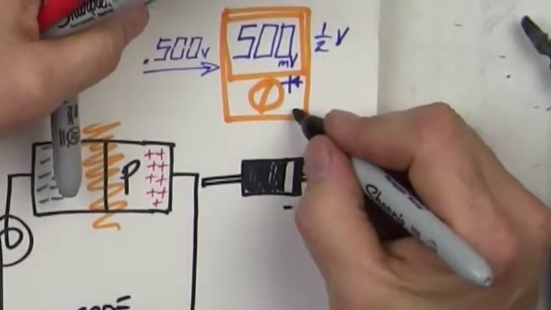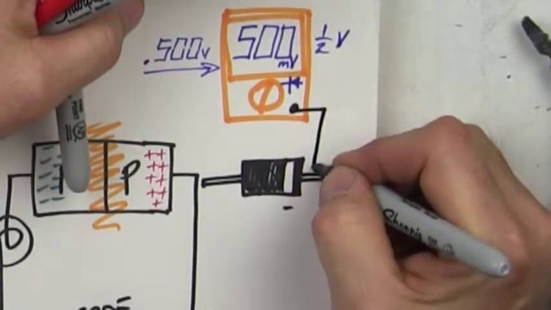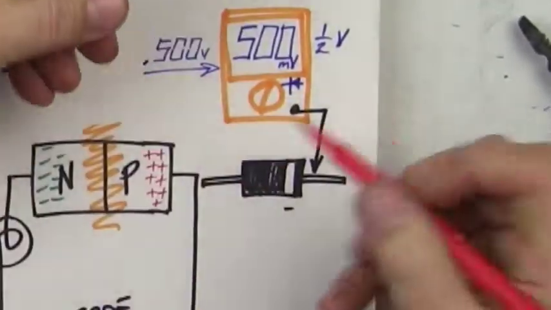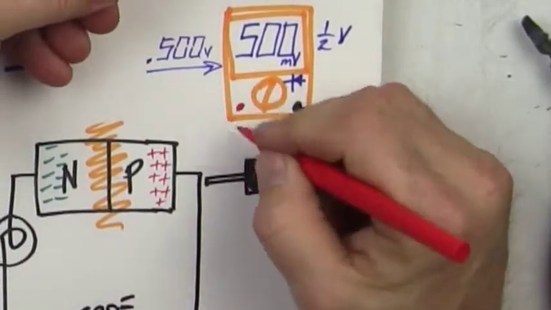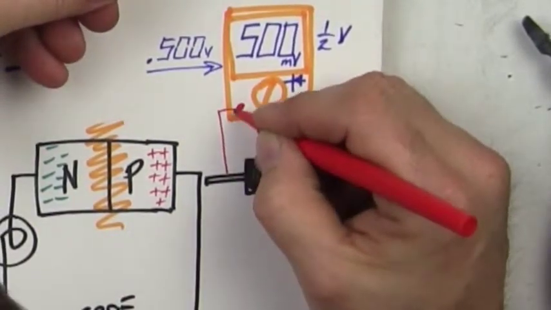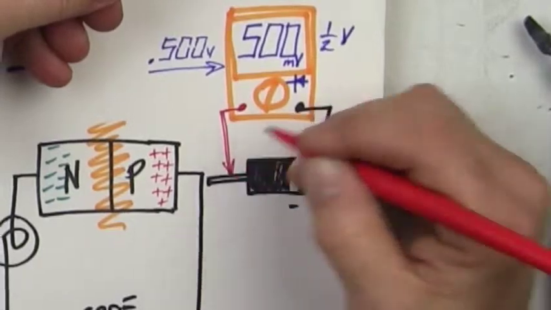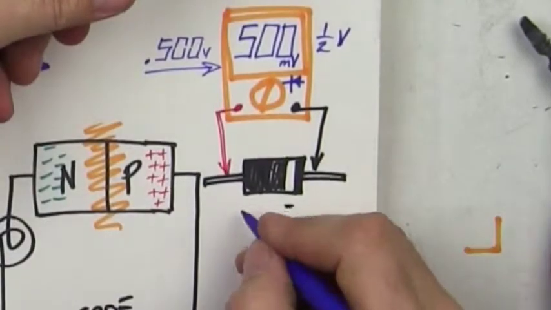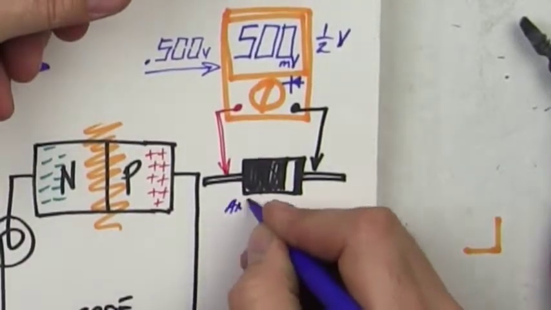Okay, so the black lead goes there, and the red lead goes to the positive side. And just to keep the education going, the positive side is called the anode. That's the positive side.